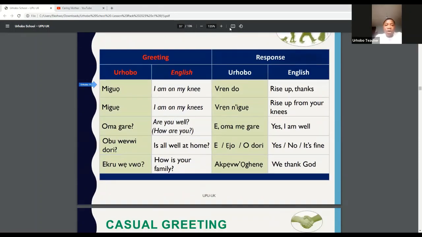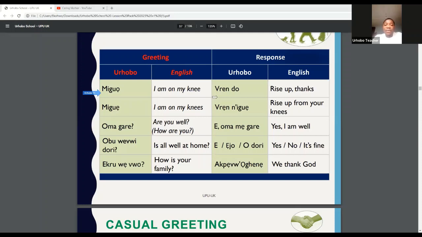Okay, so the word mingwo, it literally means I am on my knees. That is the literal meaning. I'm on my knees, mingwo. I'm sure many of us know it. It means I'm on my knees.